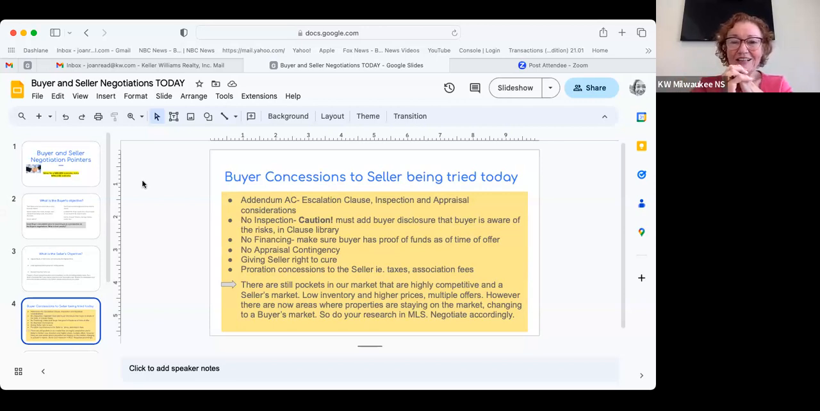So those things are concessions to the seller. This addendum is probably not going to be used if we switch to a buyer's market. But it's very important now in this competitive seller's market that we're still in. So use it, understand it, and call Steph or me if you have questions on the use of addendum AC.